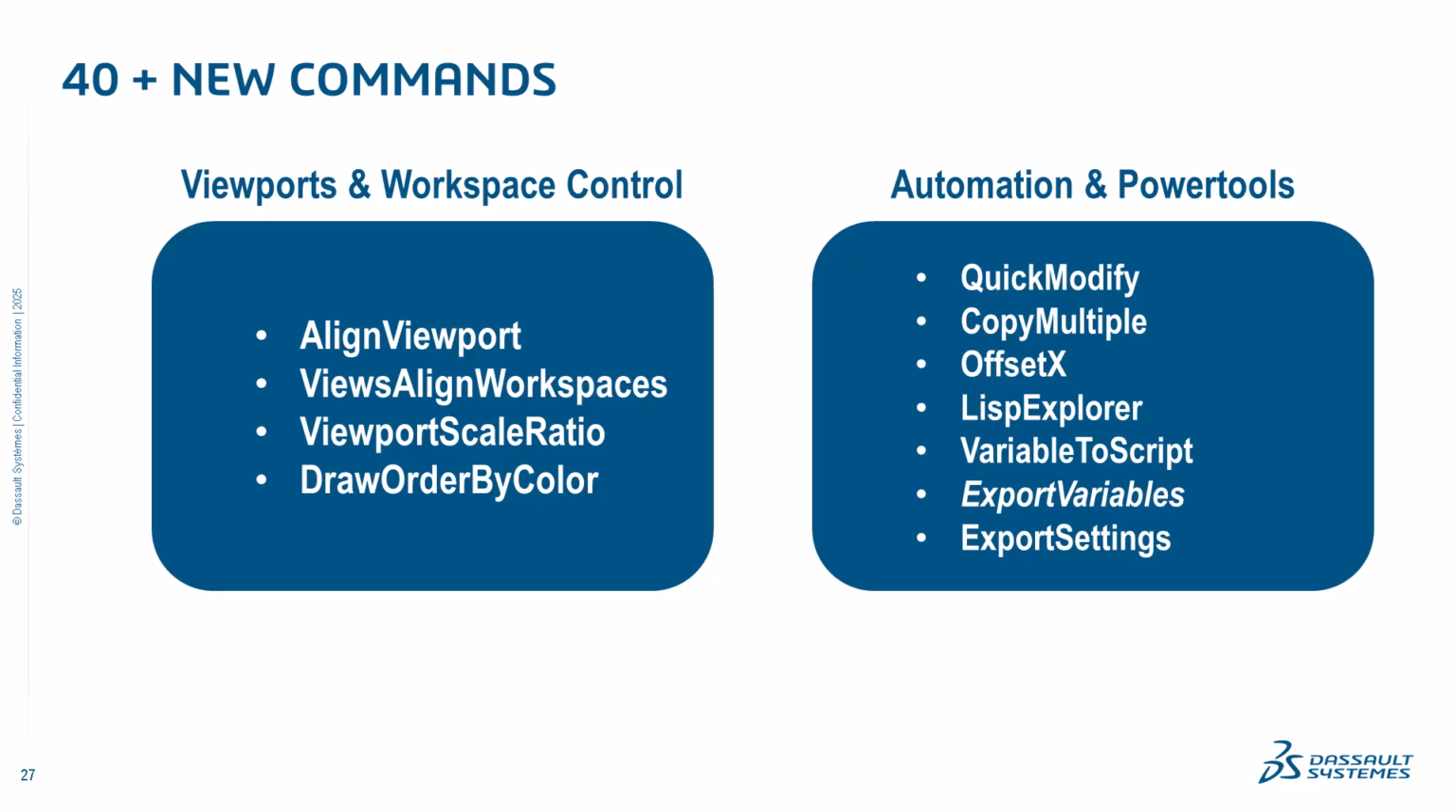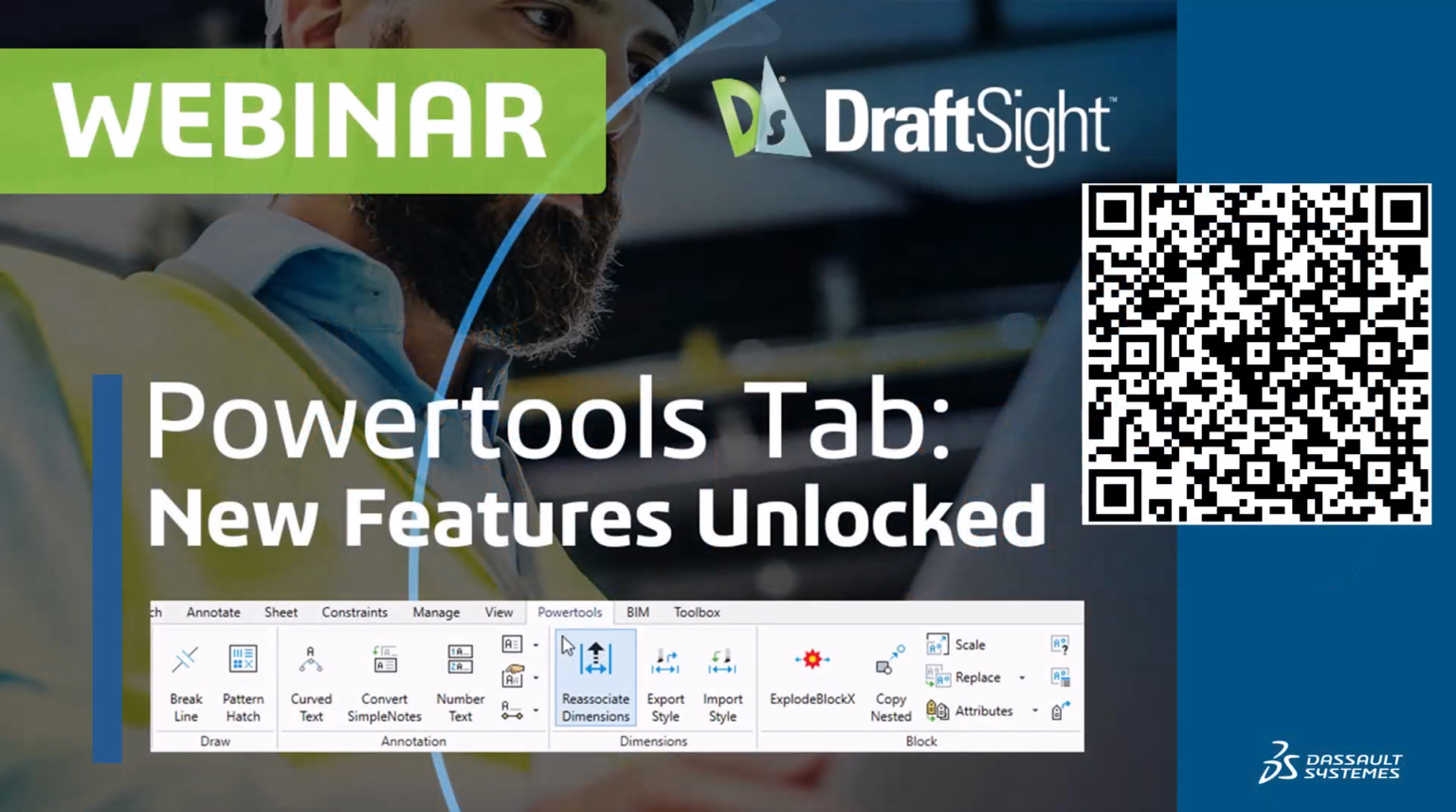And we also have tools like Copy Multiple for faster duplication workflows, List Explorer for improved management and visibility into your list routines, and Export Settings to simplify the process of sharing configurations across users or environments. So the key takeaway here is the depth of capability being added. These commands are designed to reduce those manual efforts, automate common tasks, and give you more control directly within your workflow. So a great enhancement to DraftSight 2026.